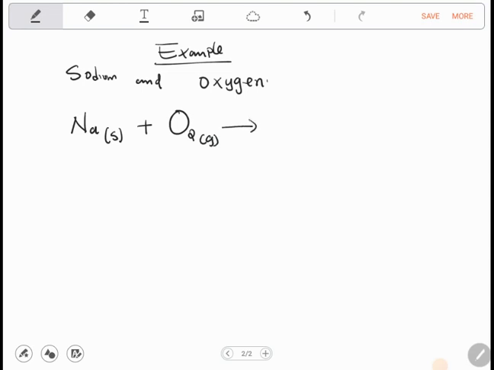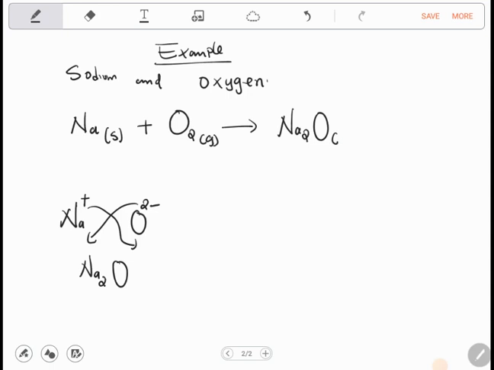Now whenever a metal reacts with oxygen, they form one compound called an oxide. So here we are going to form sodium oxide. Now how are we going to form sodium oxide? Sodium is found in group 1, and therefore it's a metal, so it's losing 1 electron. Oxygen is found in group 6, so it needs 2 electrons to have 8 electrons in the outer shell. So these 2 will come down here, and this one will come here. So we're going to have sodium oxide like that, Na2O, as a solid.